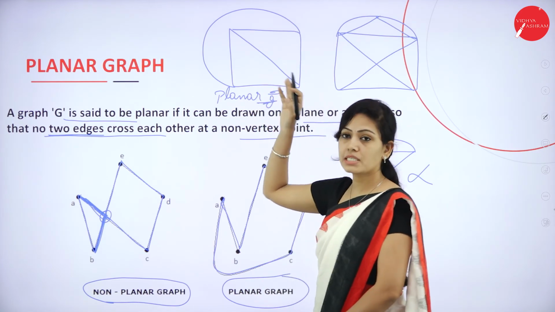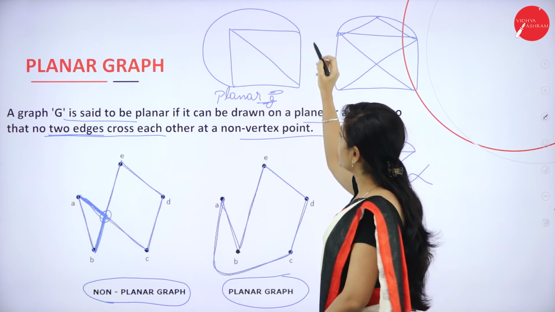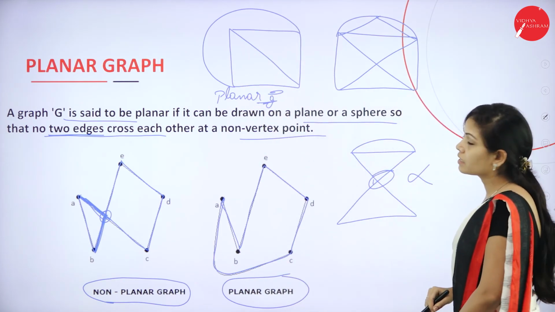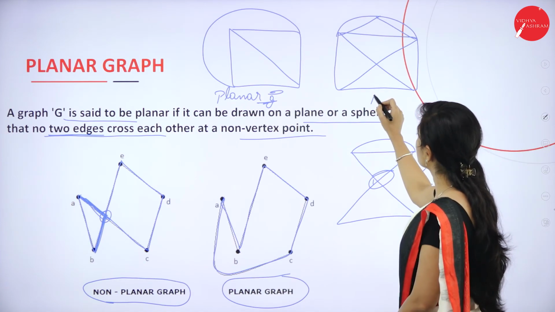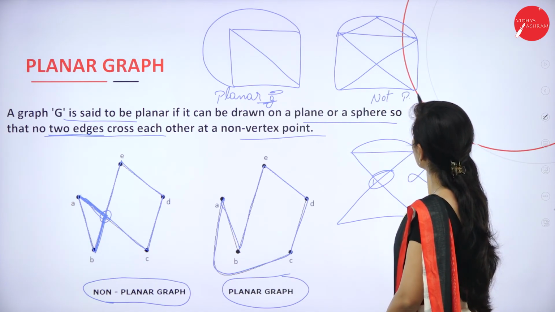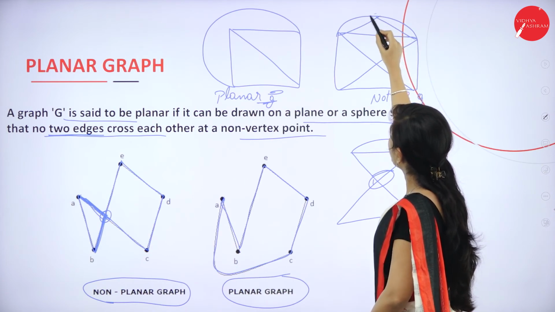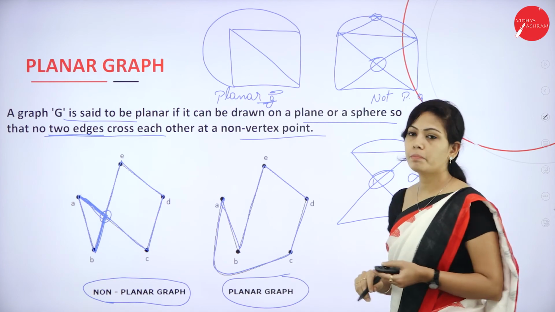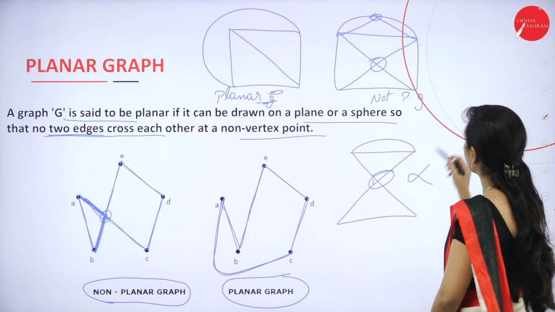Because no two edges are crossing each other, but it is intersected at the ending point. Clear? So is this planar graph? No, it is not a planar graph because two edges are crossing each other. Clear? It is not an example for planar graph. And the next example.